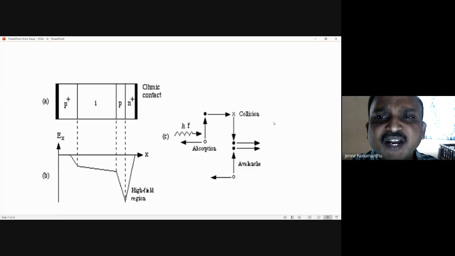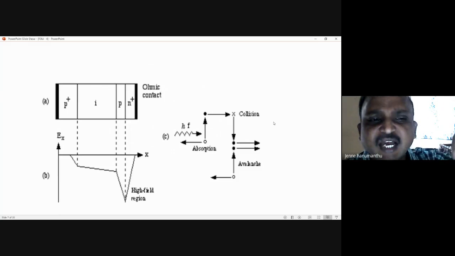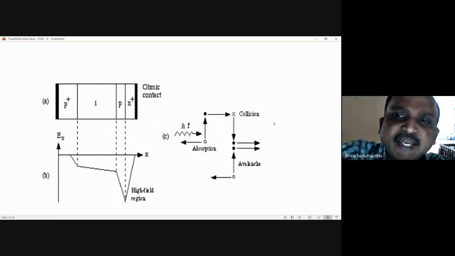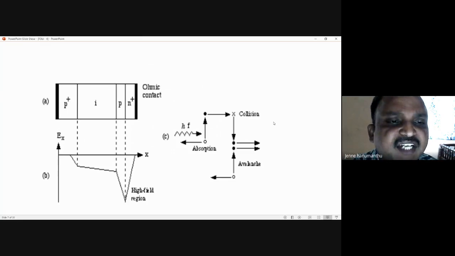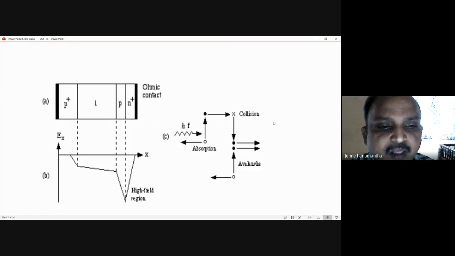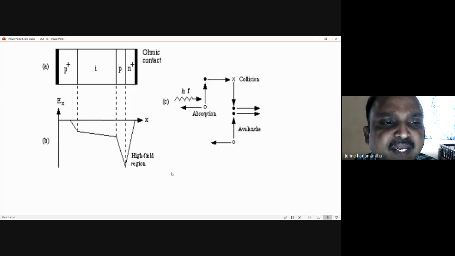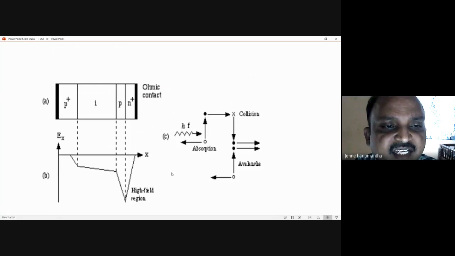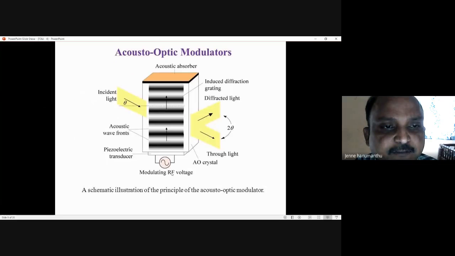How do you modify it? Into the same structure, you just add an additional P layer. See the diagram. P plus is the same, N plus is the same, I is the same. But what is the difference between the PIN and the APD? Only the P region.